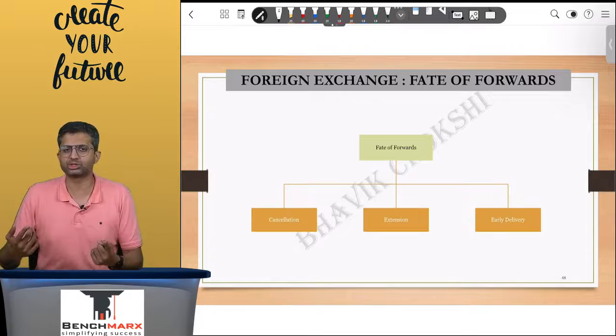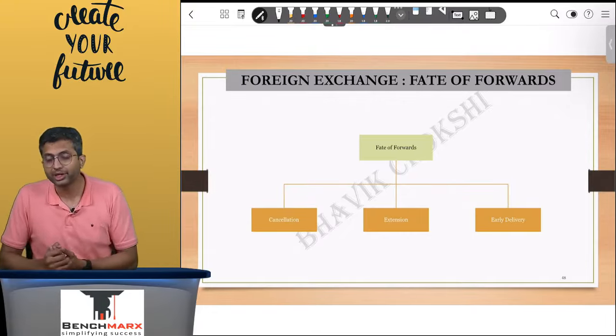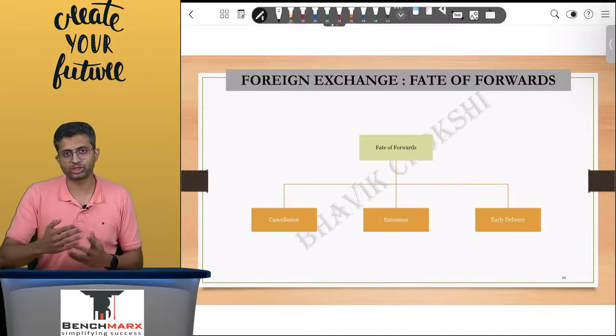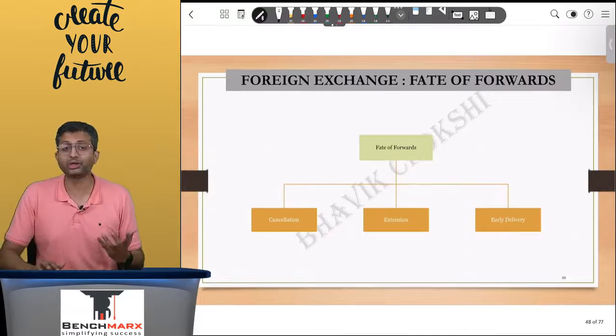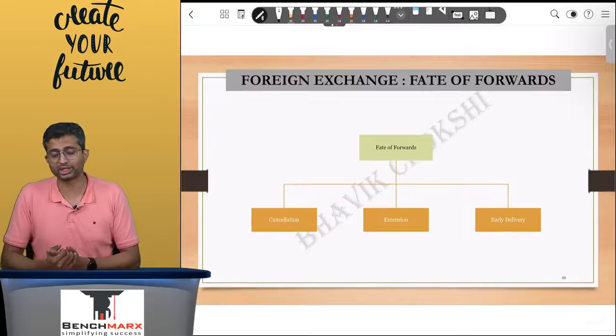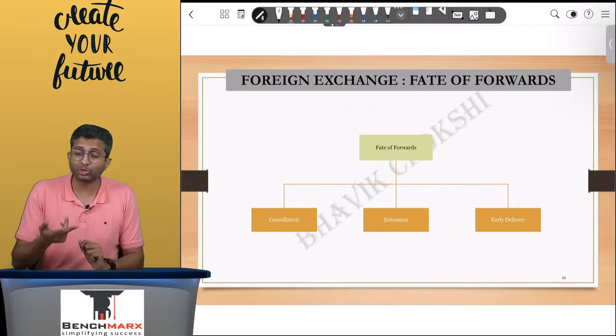Because futures are exchange traded. If you don't want a future, you just call up a broker and sell it. So if you have bought it, you sell it. But in case of forward, it is one-to-one. So you can't just call up the bank and say, I don't want it, because it's a one-to-one contract. And hence, if you want to cancel it, you'll have to take the opposite position.